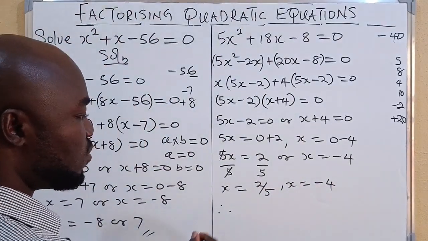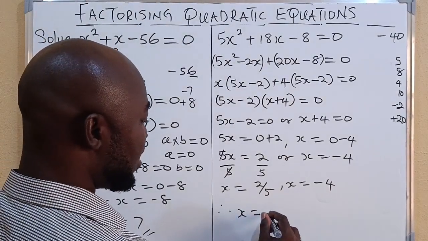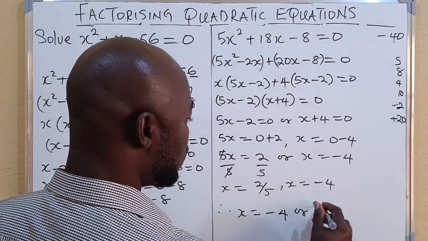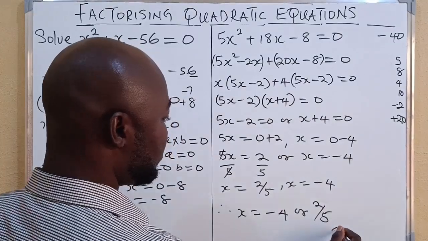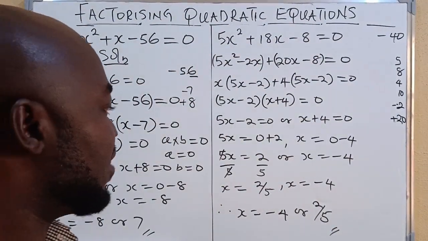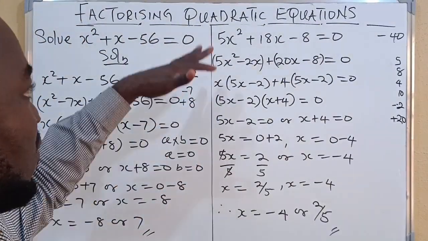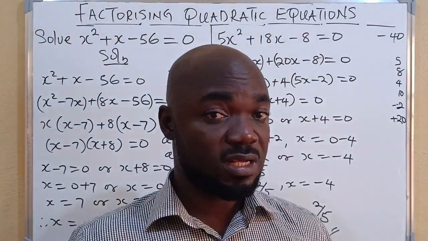Therefore, x has two values that satisfy this equation, and the values of x are either minus 4 or 2 over 5. If you substitute any of these values here, you have 0. So these are the factors that satisfy the equation. So this is one of the ways of solving a quadratic equation using the factorization method.